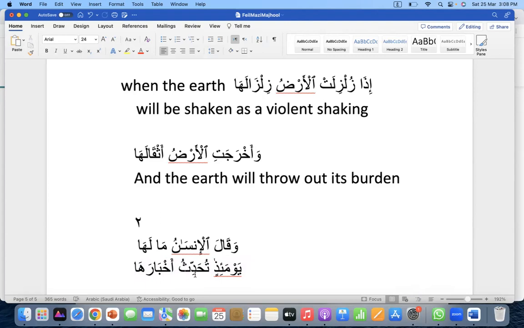So on that day, it will narrate. The earth will narrate. So it is the inside doer. The it here, the inside doer in this case, refers to earth. So on that day, it will narrate its news, akhbaraha.